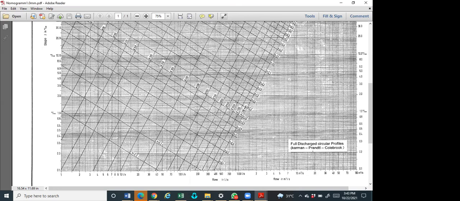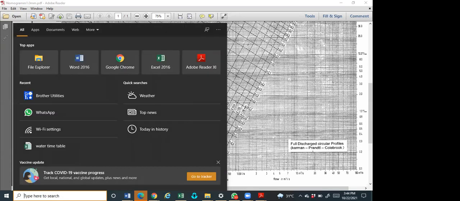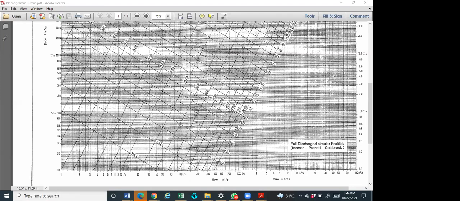So in our case, the first one is 6.28 at 5 per mil or 0.5%. So I'll come here. Six point something. I'll draw it. It's about 5.